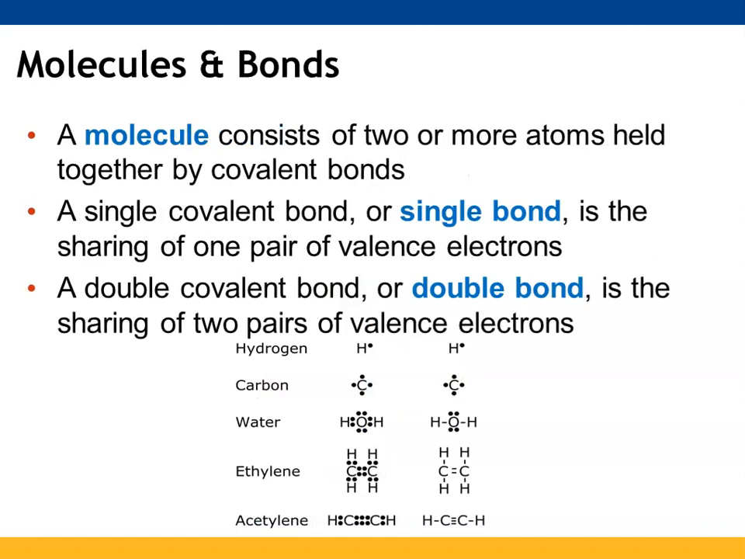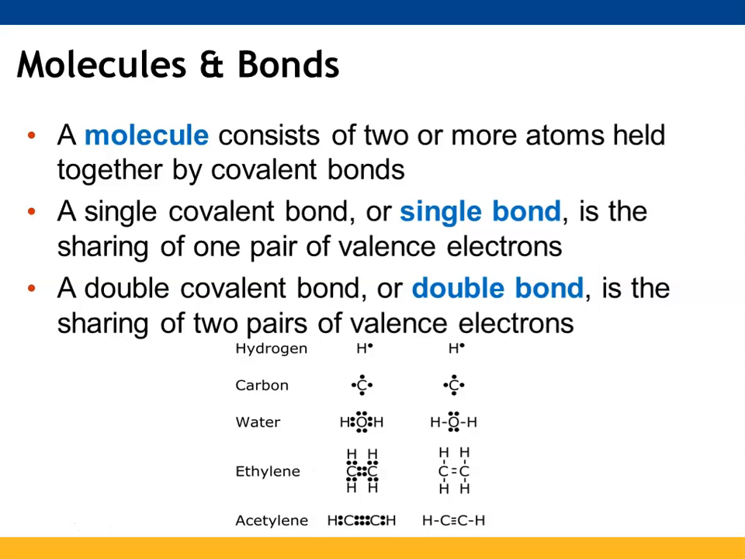Molecules are going to consist of 2 or more atoms that are held together by covalent bonds. Notice I did not say they had to be different atoms. In your study of chemistry, you most likely ran across your diatomic elements: hydrogen, nitrogen, oxygen, fluorine, chlorine, bromine, and iodine. Those are examples of molecules. They share their electrons covalently.